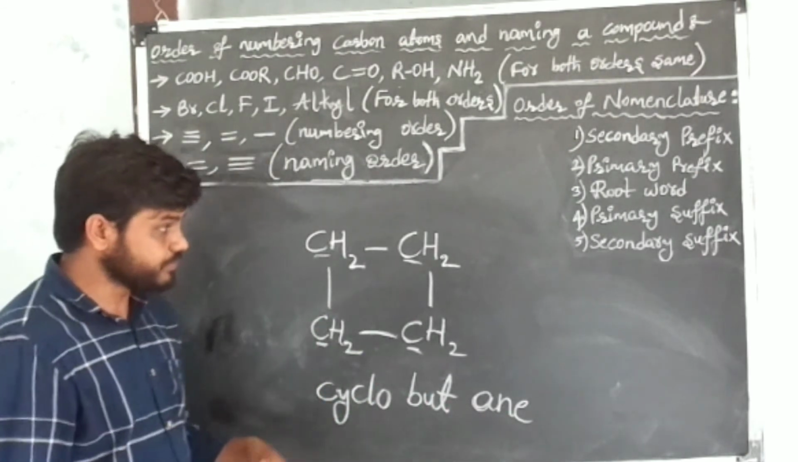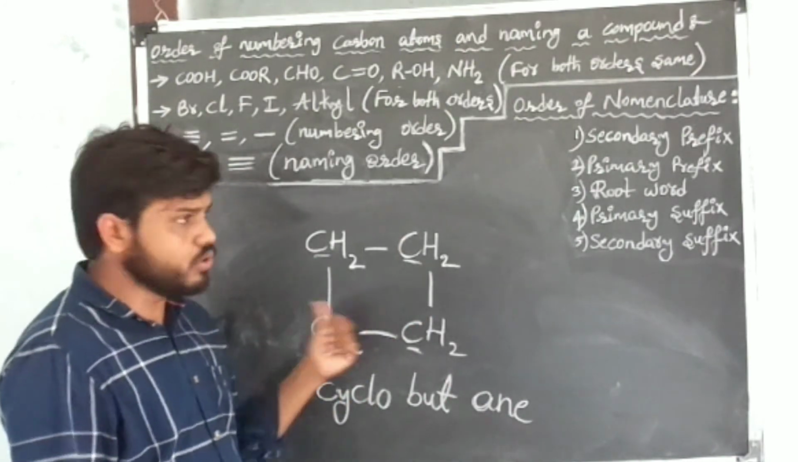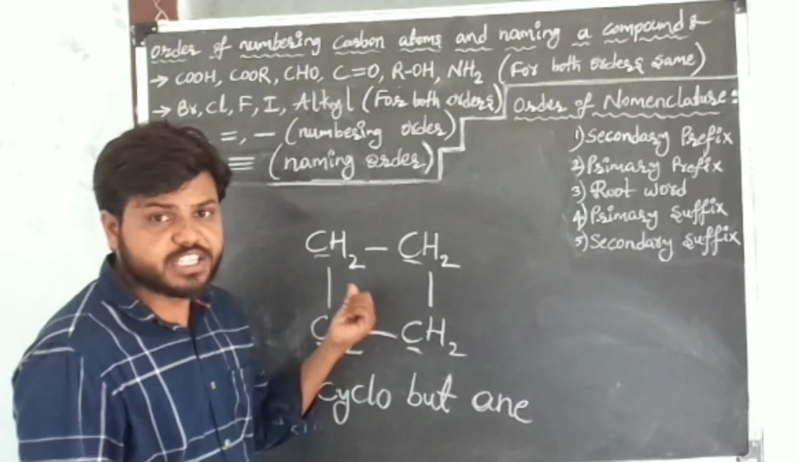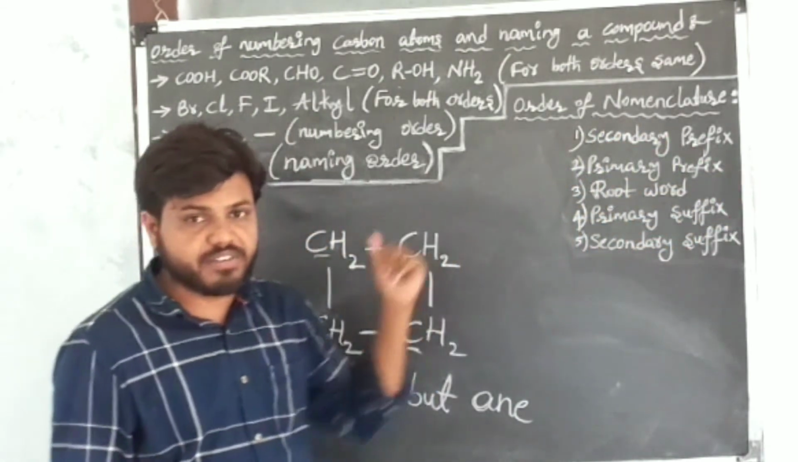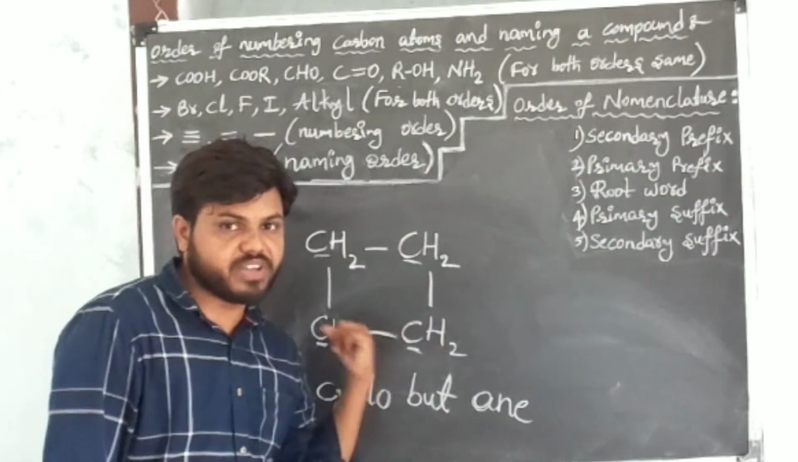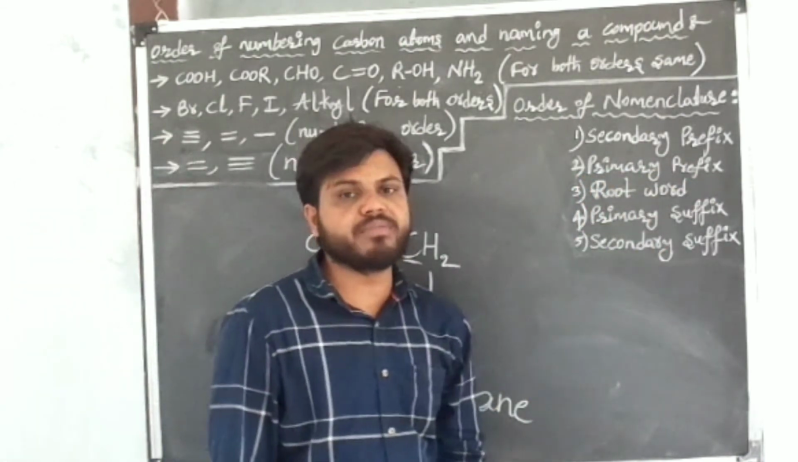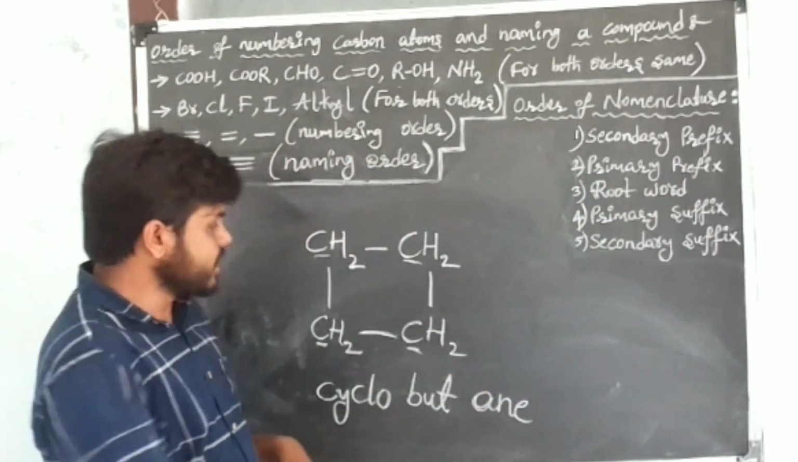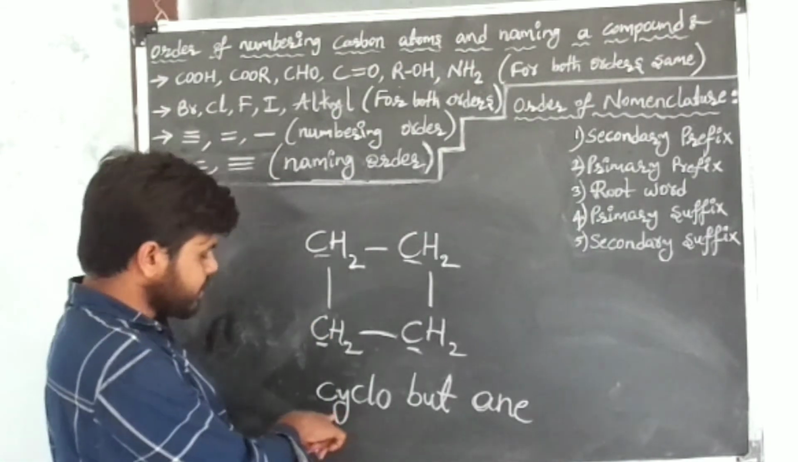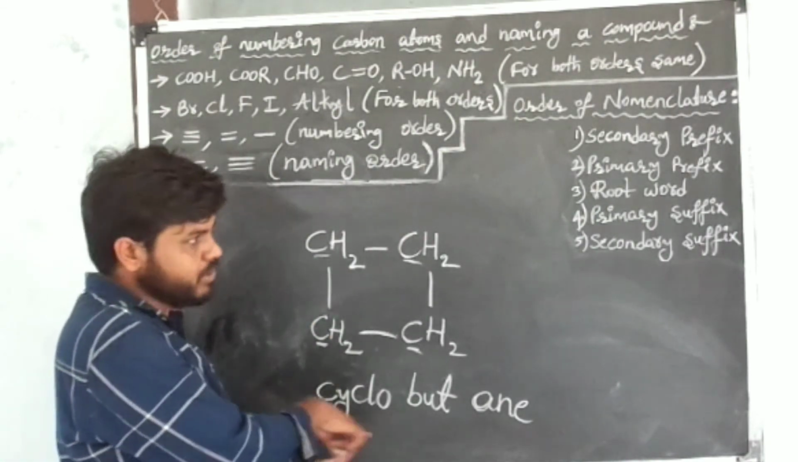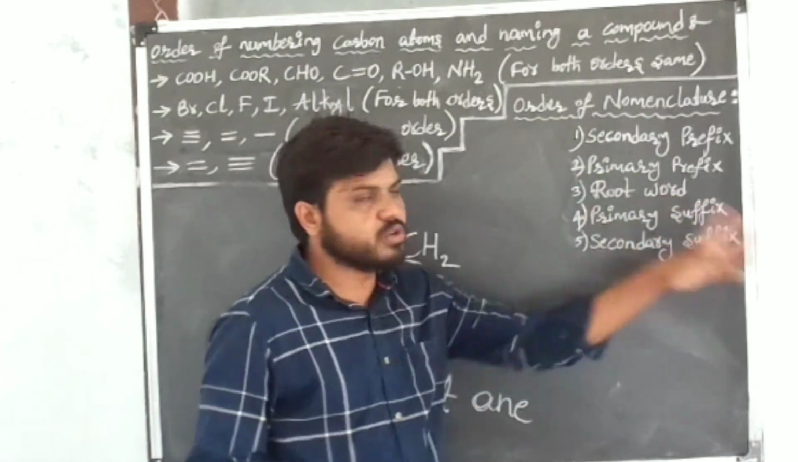I am repeating. This is the given carbon compound. In this, substituents are not there. Substituents means secondary prefixes. Secondary prefixes are not there. Then go to the primary prefix. Primary prefix means cyclic. Cyclic is present in the given carbon compound. Write the prefix of cyclic, that is cyclo. I have written the prefix. After writing primary prefix, go to the root word.